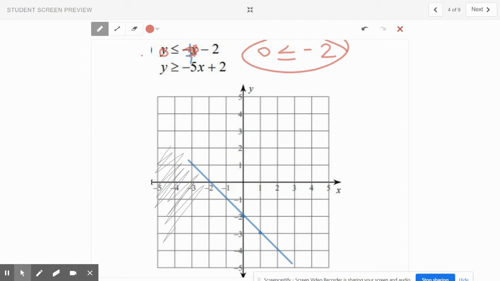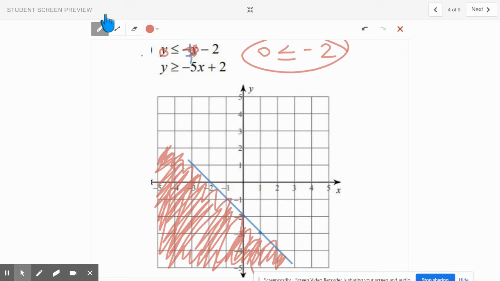So we don't shade over the 0. A lot of these are no's, which is interesting. If it's a true statement, you shade over the 0. If it's false, you shade opposite of the 0. This was false. We're not going to shade on the 0. We're going to shade opposite of the line. All right? That's the first one.